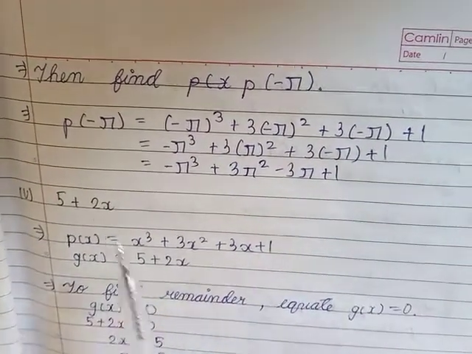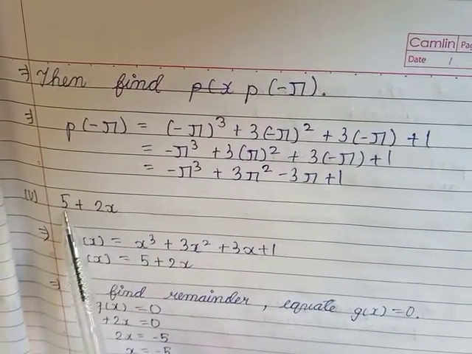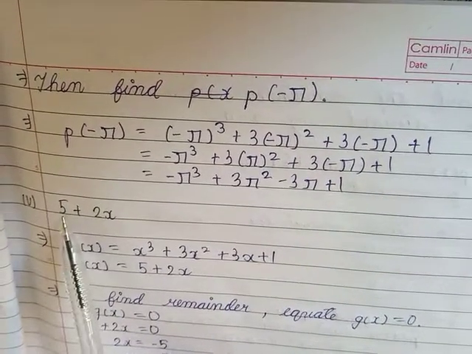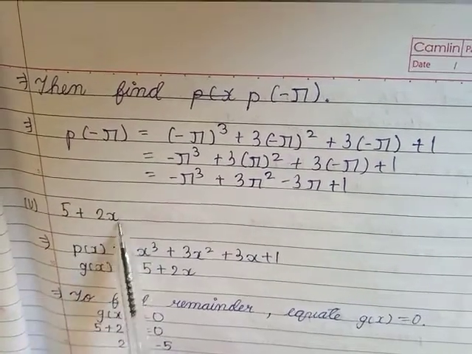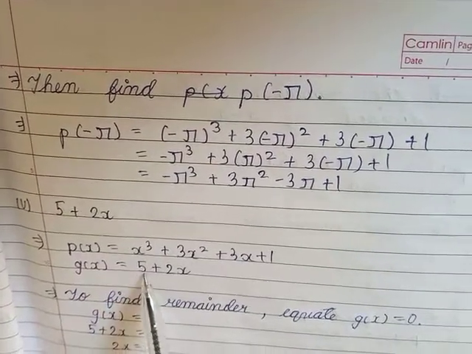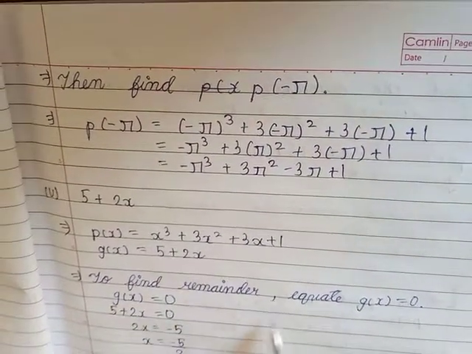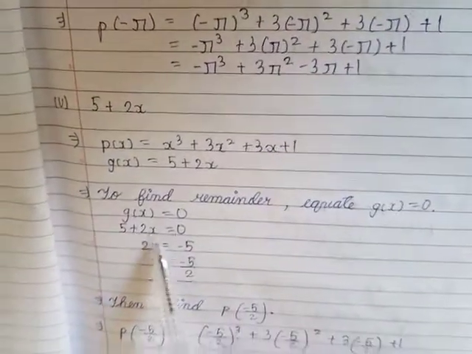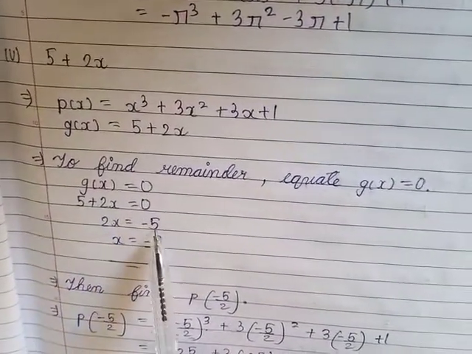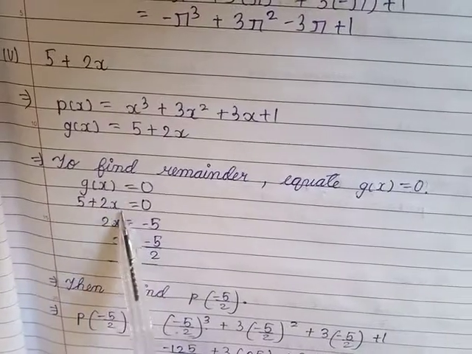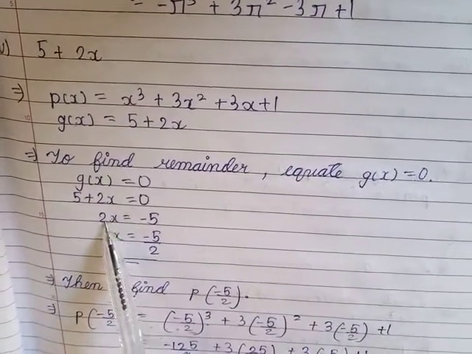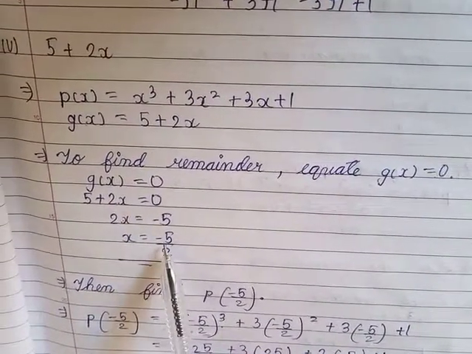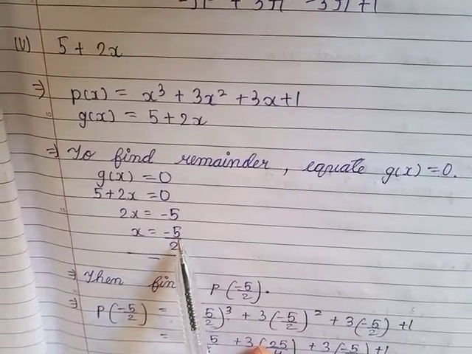Okay. Now let's move on to fifth sum. g of x is given as 5 plus 2x. To find the remainder, equate g of x to 0. So 5 plus 2x is equal to 0. Plus will move to the other side and become minus. So 2x is equal to minus 5, so x is equal to minus 5 by 2.